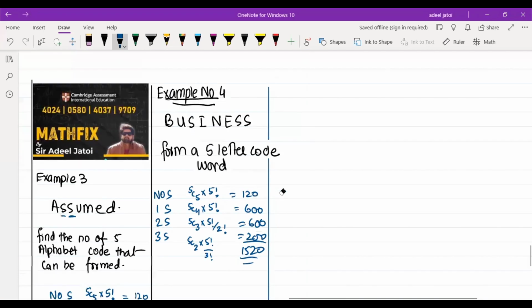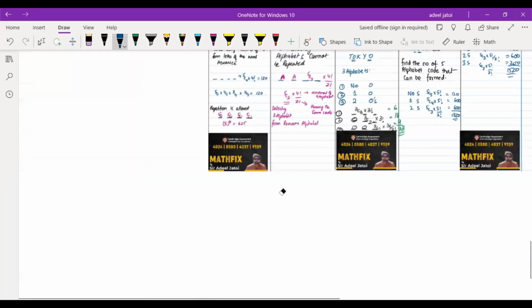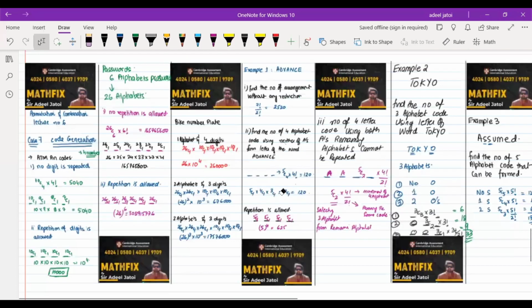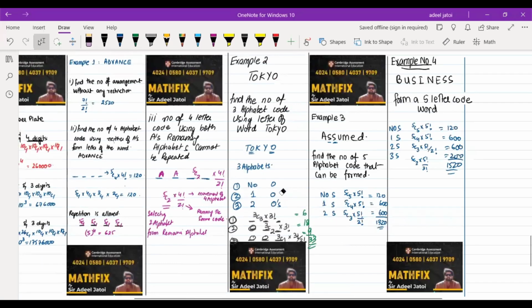So this was the case about the code generation. This was case number 7, lecture number 6.